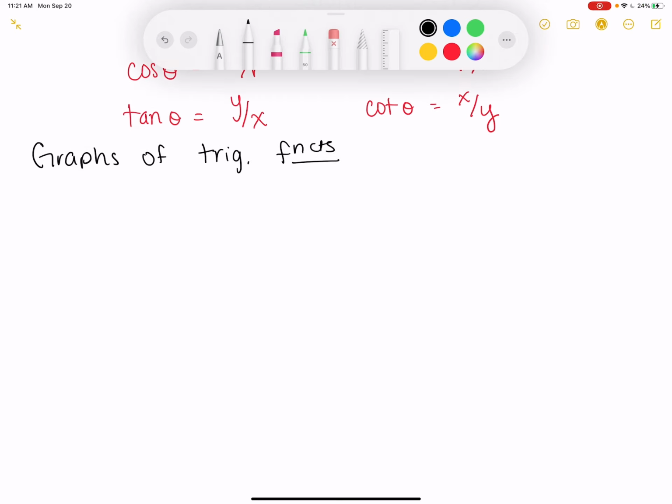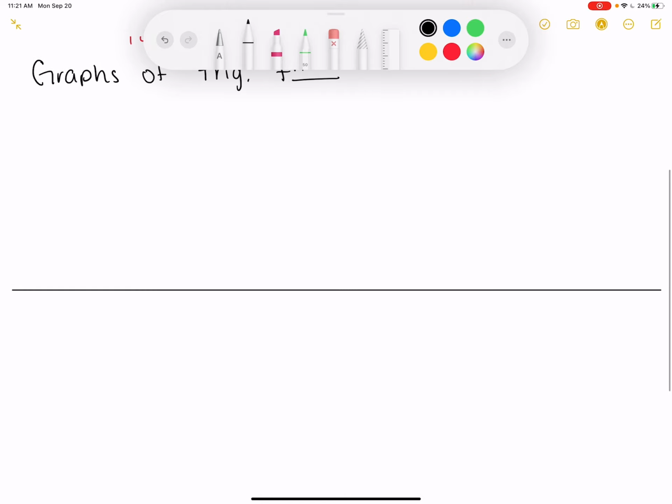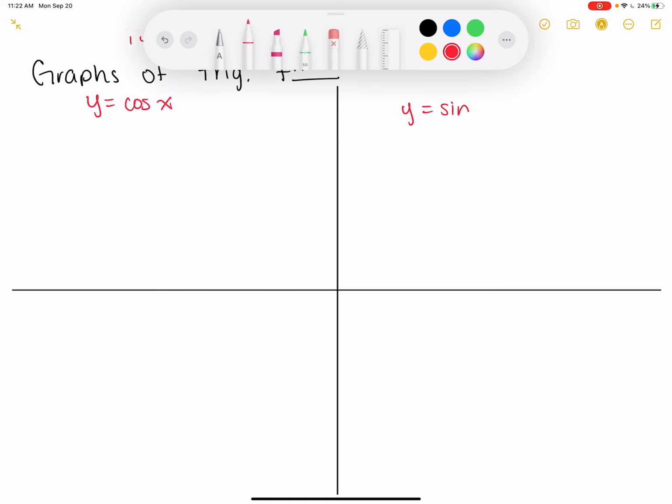So let's see. I'm going to divide it up. I'm going to need 6 total, but I'm going to get 4 on here right now, and then I'll get the other 2 in a minute. So up here, I'm going to have y is equal to the cosine of x, and then in this one, I'll do y is equal to the sine of x.